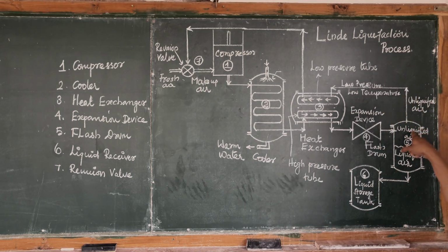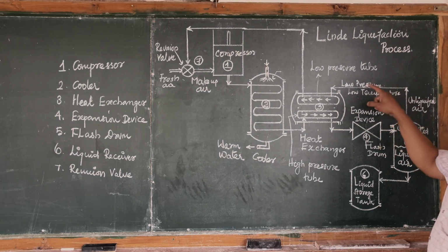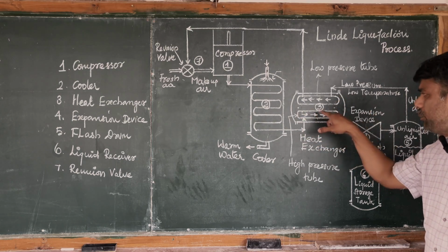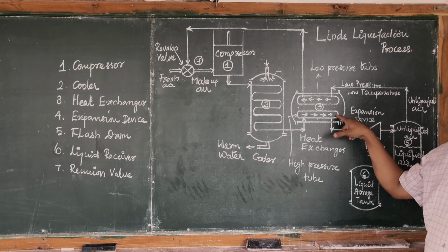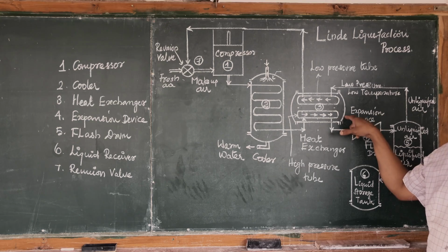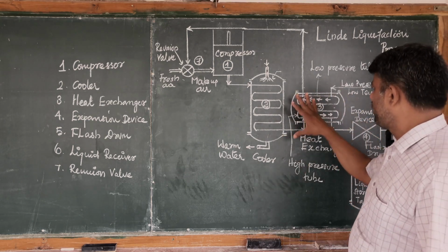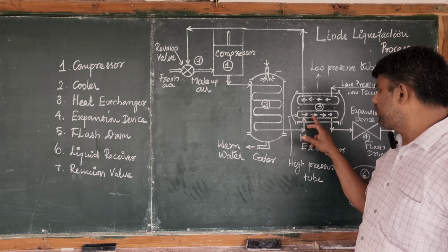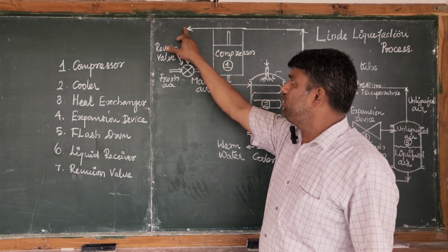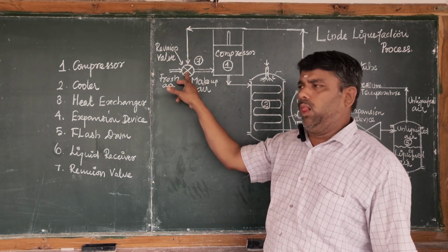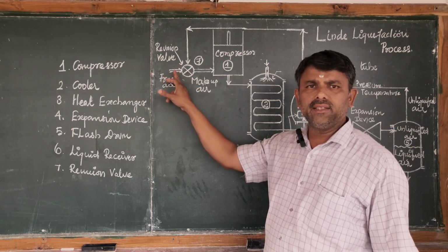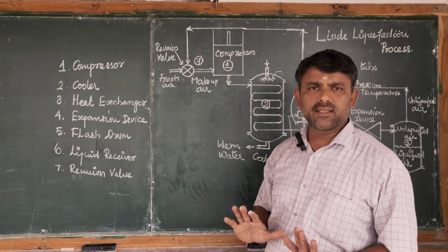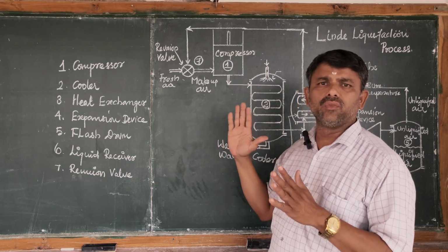The unliquefied air is low pressure, low temperature. It is fed into the low pressure tube side and used to pre-cool the high pressure, low temperature air. This is called a regenerative heat exchanger. The air from the low pressure tube side, after pre-cooling the high pressure air, is sent to a reunion valve where fresh air is reunited, and the makeup air is again fed into the compressor. Clear? This is the construction and working principle of the Linde liquefaction process.